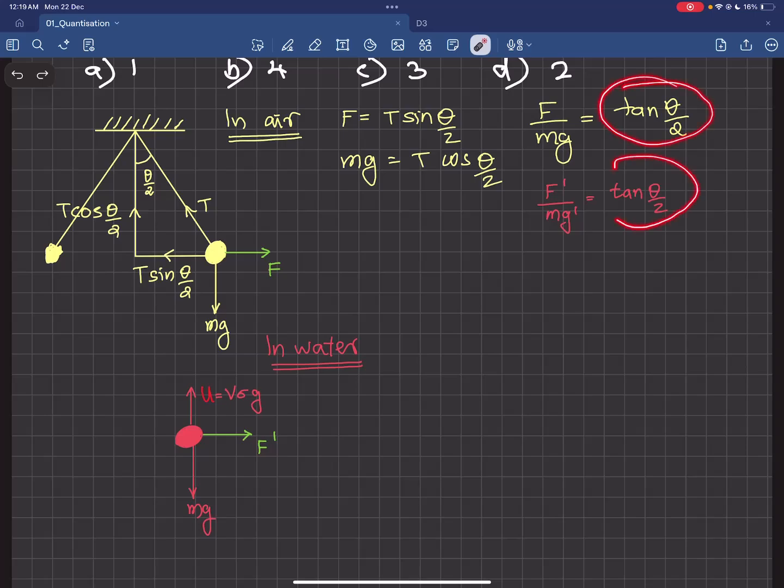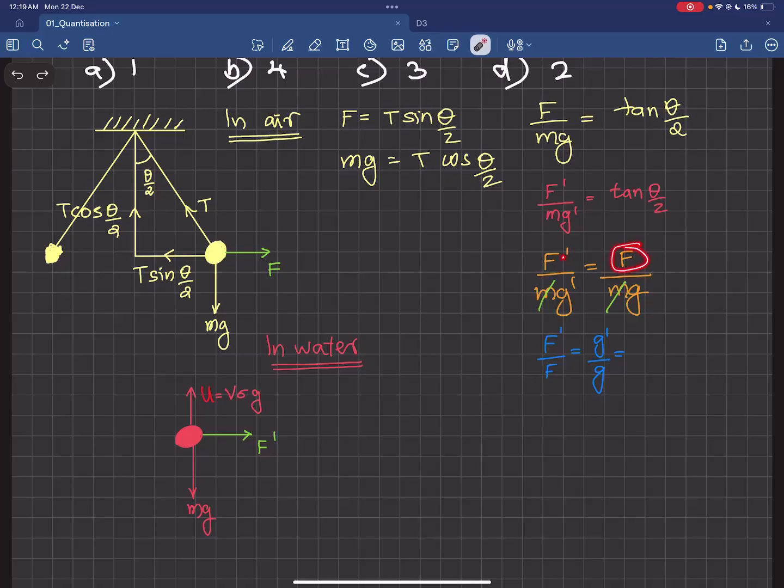Since the RHS of these two equations remains tan theta by 2, we can equate the LHS. We can cancel m, and rearranging it, F dash divided by F equals g dash divided by g. By the rule, this is equal to K, the dielectric constant of water, because the force between the two charges underwater divided by the force between two charges in air will give you the value of K, the dielectric constant. Our next task is to find the relation between g dash and g in terms of densities.